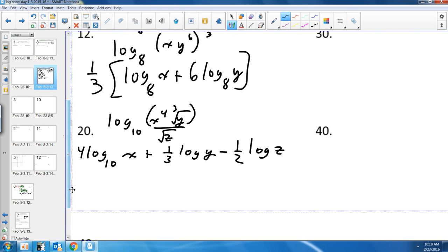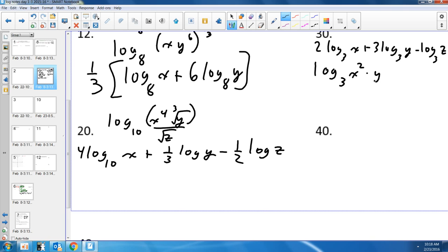Number 30. Number 30 says 2 log base 3 of x plus 3 log base 3 of y minus log base 3 of z. All right, so we have an addition and then we have a subtraction. This first one, again, all are log base 3, so I can combine them. Log base 3 of x squared times y to the 3rd. And then I have the subtraction, so that makes a quotient over z. Not too bad.